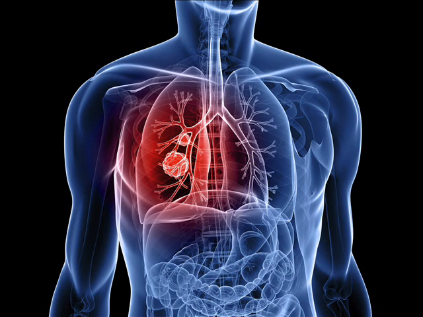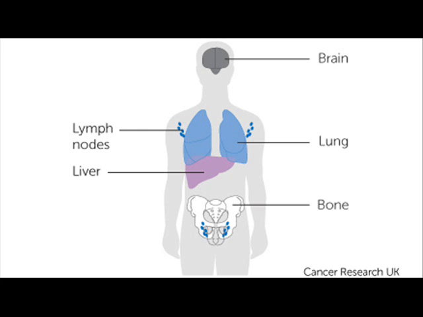A primary tumor is the name for where a cancer starts. Cancer can sometimes spread to other parts of the body. This is called a secondary tumor or a metastasis. Cancer and its treatments can affect body systems, such as the blood circulation, lymphatic and immune systems, and the hormone system.